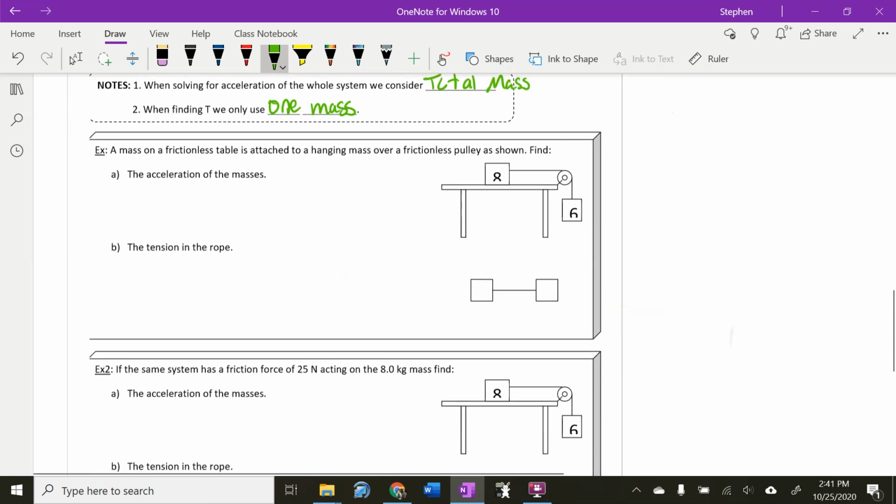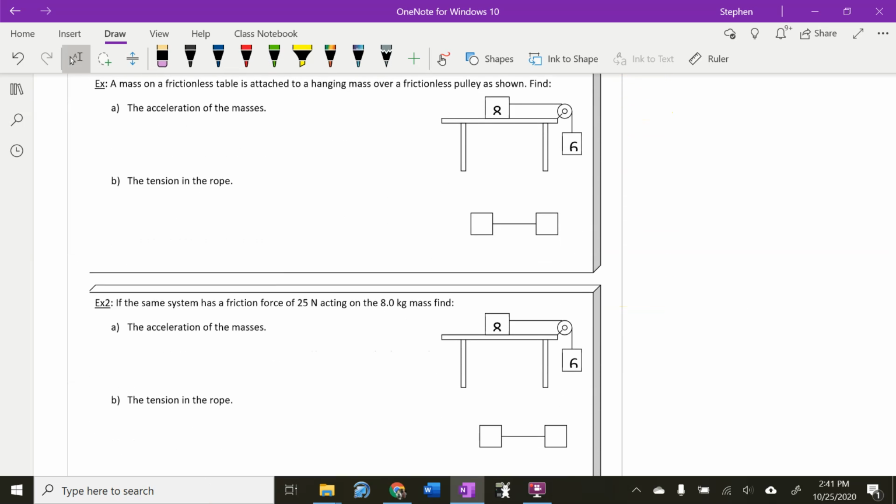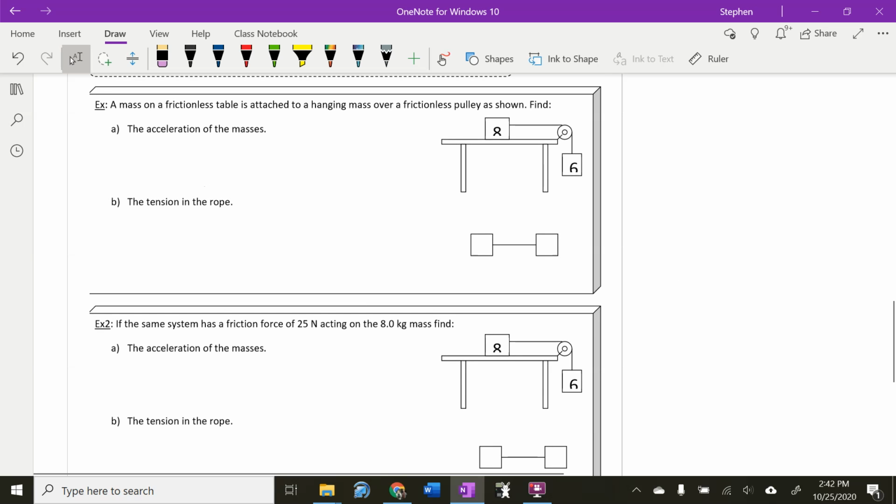Okay, last couple questions. Again, try and pause the video and try these out on your own, and then we'll answer them together on the video. The masses are just as listed there. So 8 kilograms and 6 kilograms for those two masses. Try them yourself, and we'll come back and solve them when you're done.